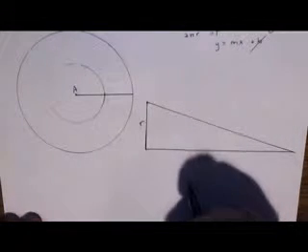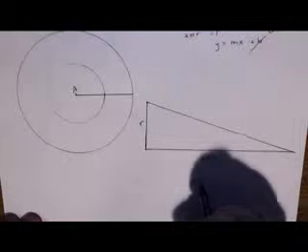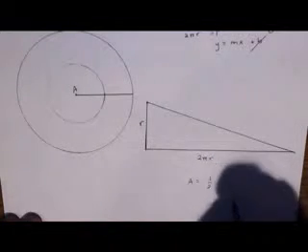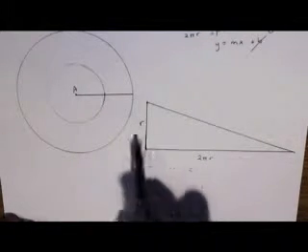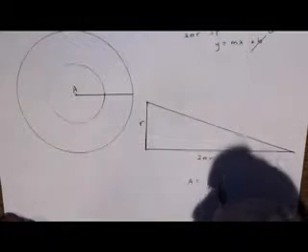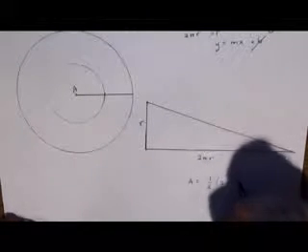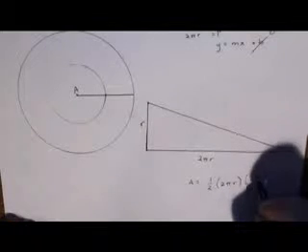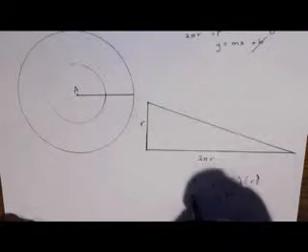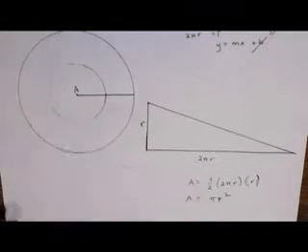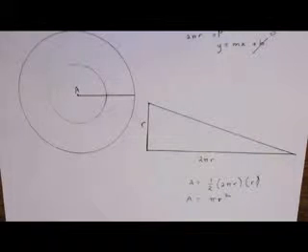So the area of the triangle A is equal to 1/2 the base times the height. In a right triangle like this one, it's real easy. It's just this times this. So we have 1/2 times 2 pi r times r, which is pi r squared. The area of the triangle then is going to be the same as the area of this circle.